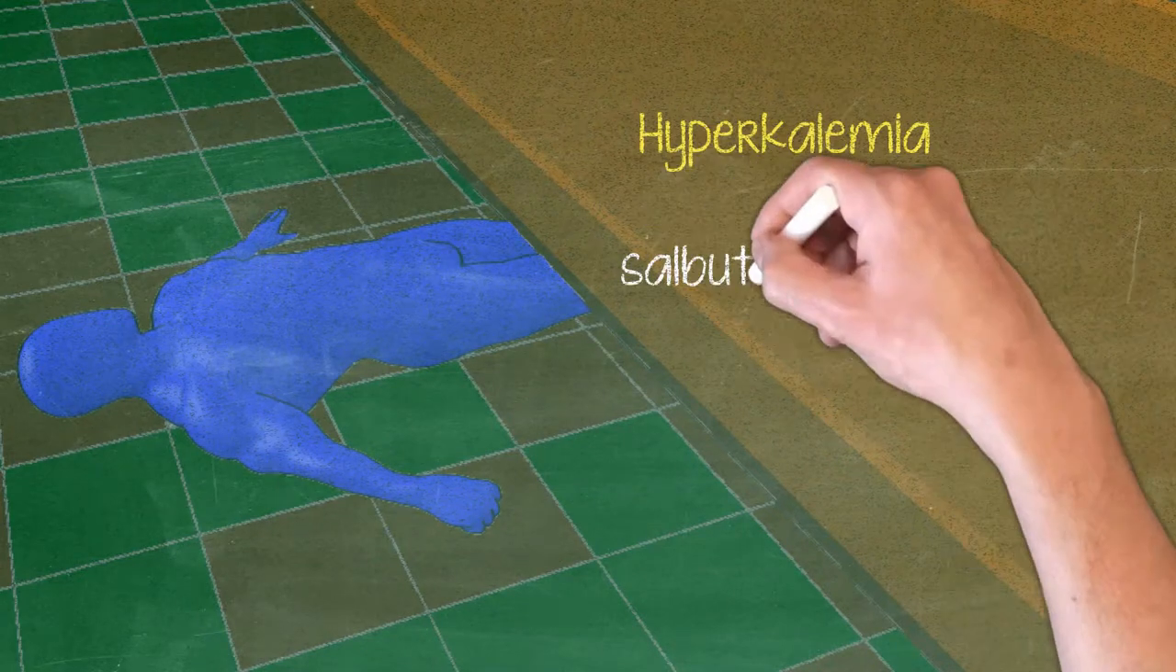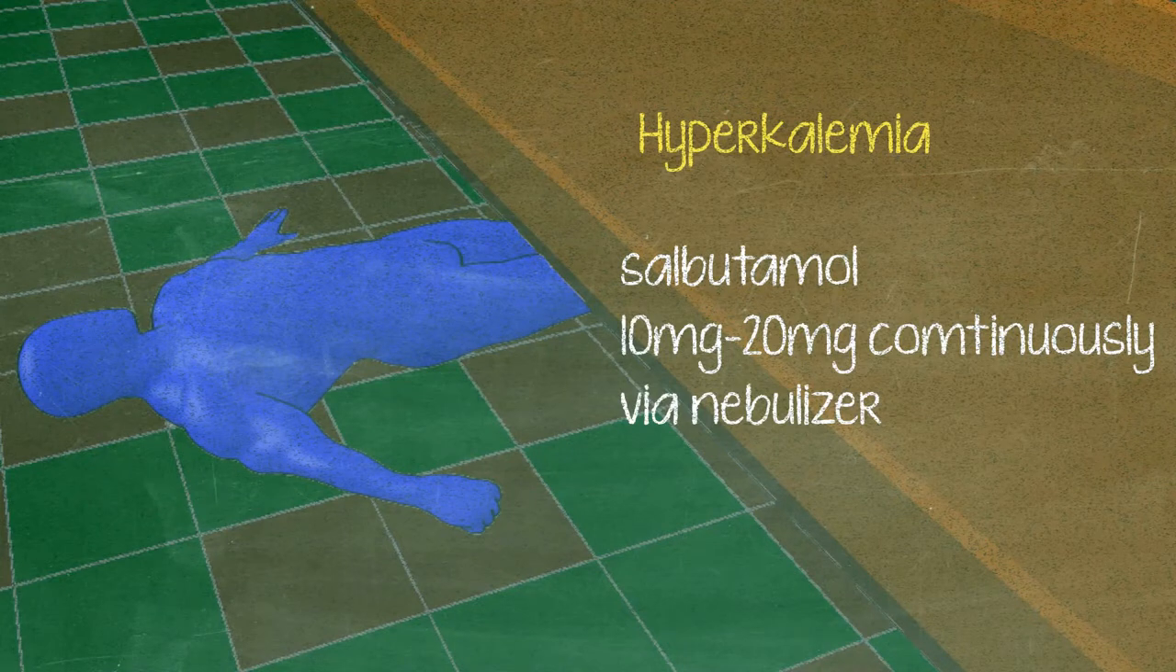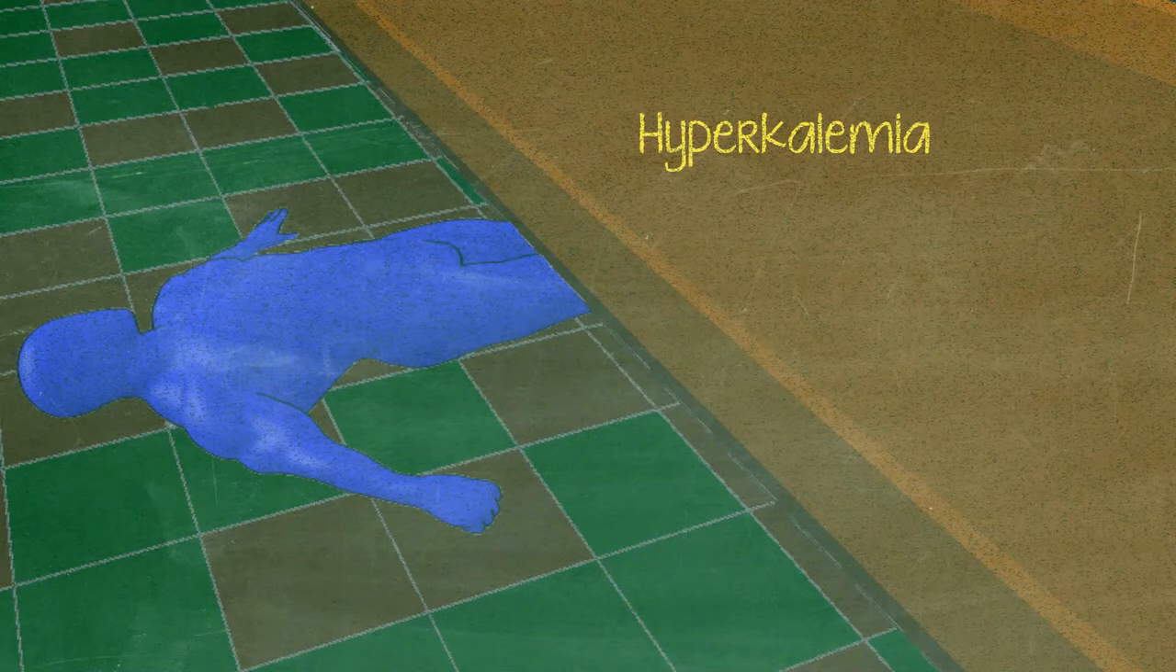Salbutamol can be given continuously, and doses of 10 to 20 milligrams given via nebulizer are common. Salbutamol is a selective beta-2 adrenergic agonist with some beta effects. More importantly, salbutamol reduces serum potassium levels by increasing the shift of extracellular potassium into the intercellular space.